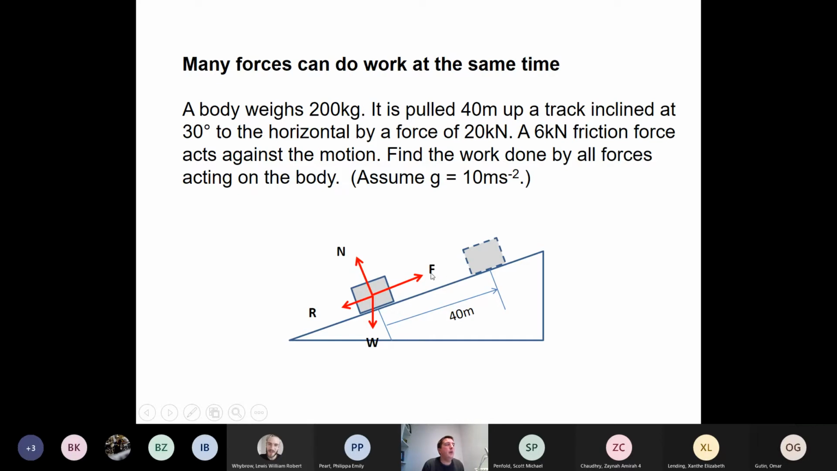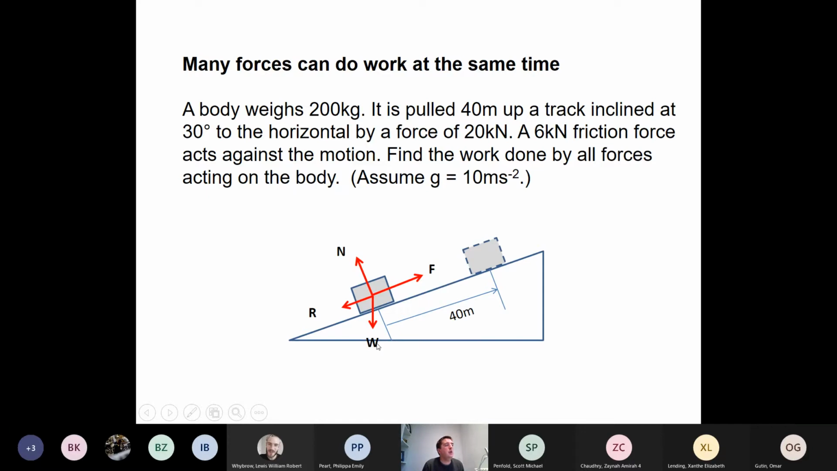And you can see, for example, F acts in the direction of motion. And we're told that F is 20 kilonewtons, and it's moving 40 meters. So the work done by F is going to be this 20 kilonewtons multiplied by this 40 meters. The work done by R, the drag force, is going to be this 6 kilonewtons multiplied by 40 meters. N is completely perpendicular to the slope and to the direction of motion, so it's going to do no work.